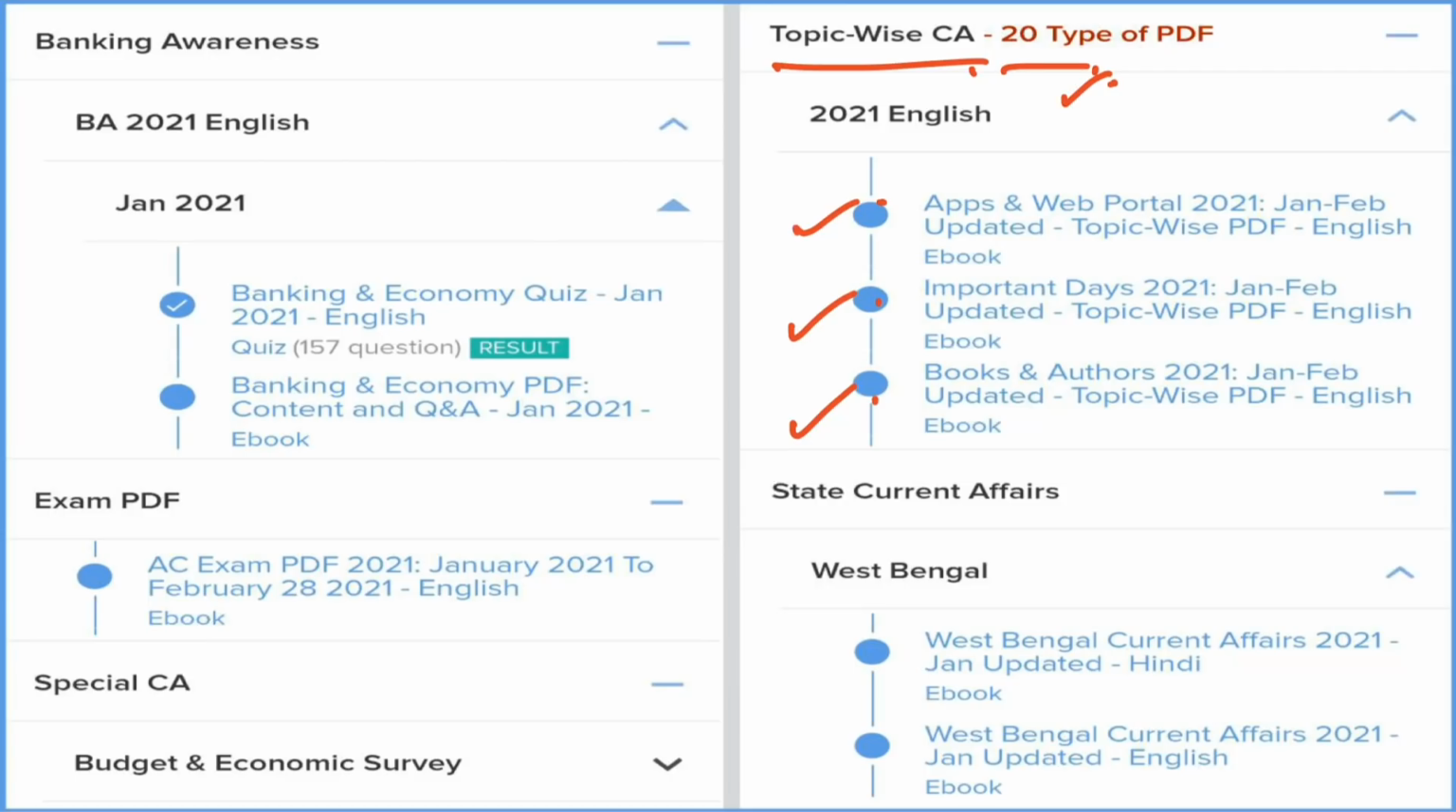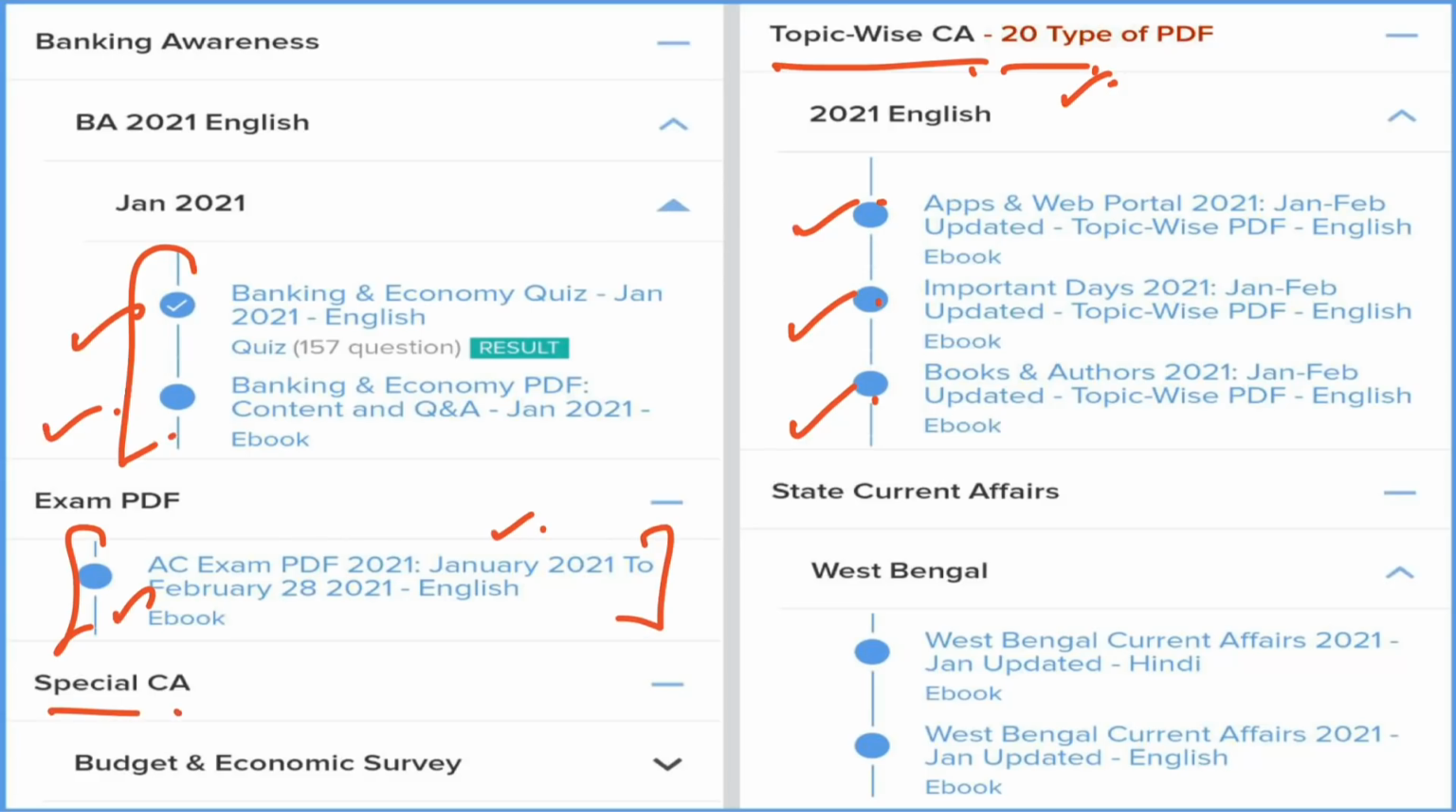If you are preparing for the banking exam, these two sections are very important because we are providing the banking and economy PDF, especially for those aspirants who are preparing for the banking exam. And there is also a quiz section so that you can test your knowledge. Next is the exam PDF, and it is again very important for all types of exams. We are compiling all months, like January and February already completed. When March is completed, it will be added under this PDF. So it is available for all the exams.